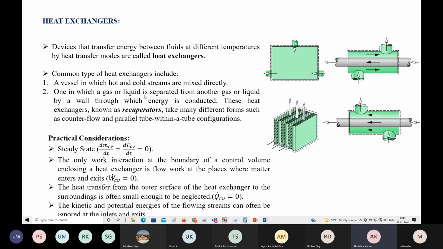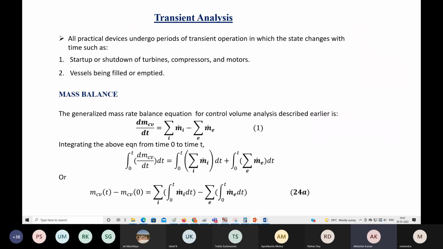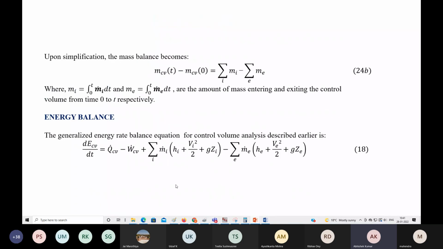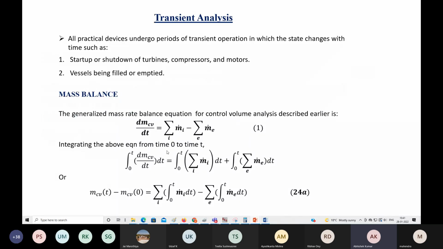Now we have to see all these things for transient analysis. In transient analysis, this part is also coming into the picture. It will not be equal to 0. Then time functions are coming into the picture, and you have to integrate with respect to time. But we are not studying very much about this. We are just knowing how it behaves, otherwise nothing.